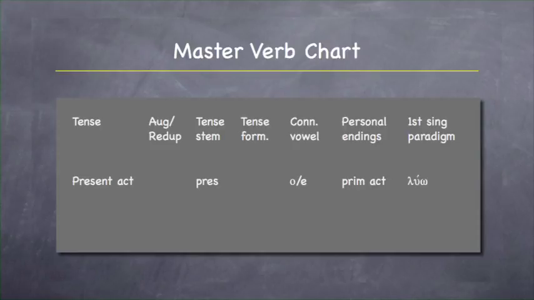So what you've learned in this chapter is how do I form the present active form of a verb? Well, you form it with the present tense stem, with the connecting vowel, and primary active personal endings. And so you end up with a form like luo. See how it works? Okay, that chart is really important, you all. And you need to memorize it exactly.